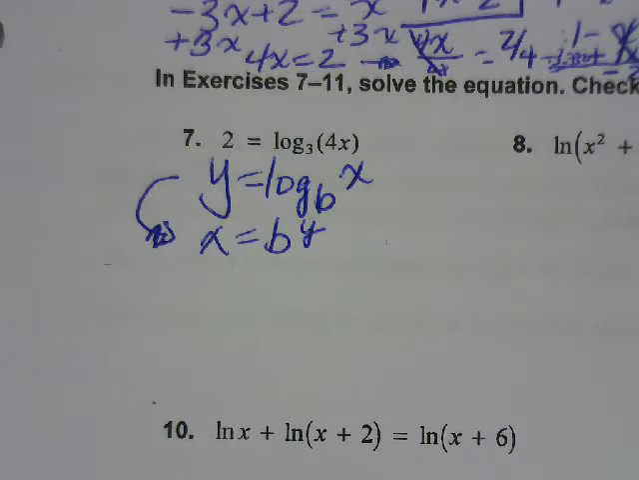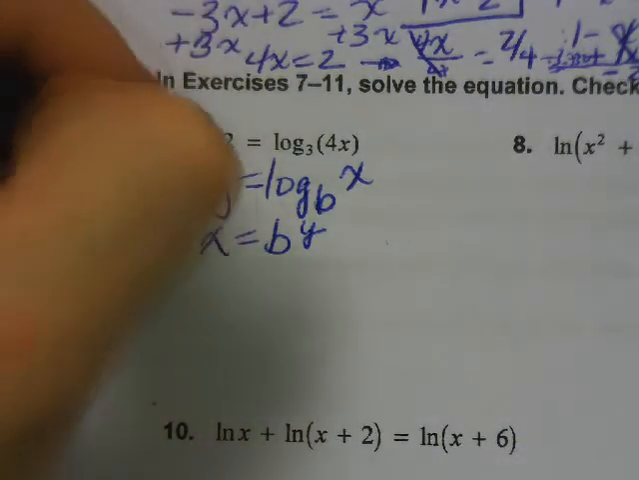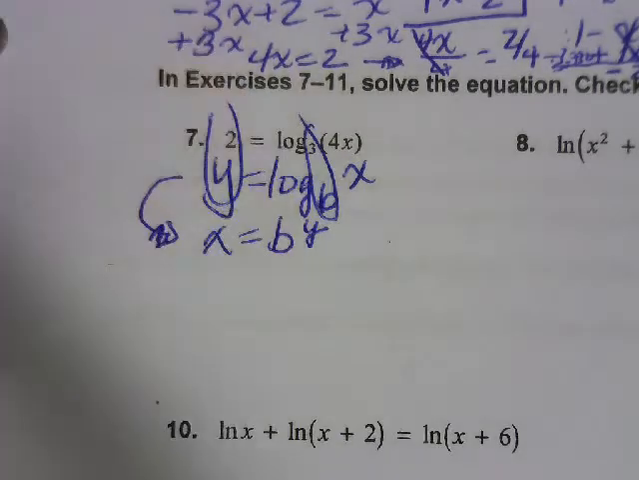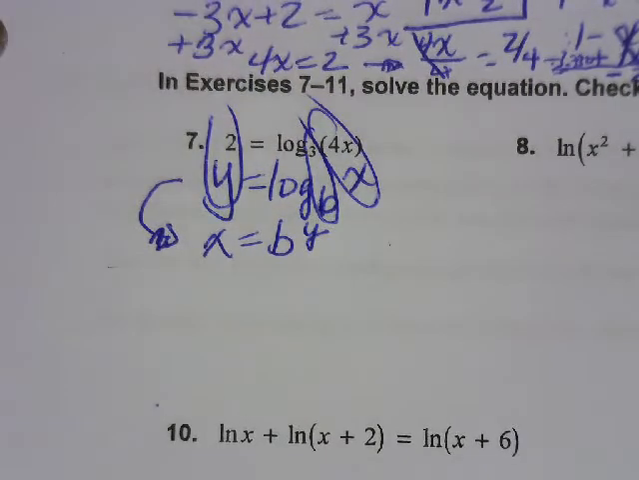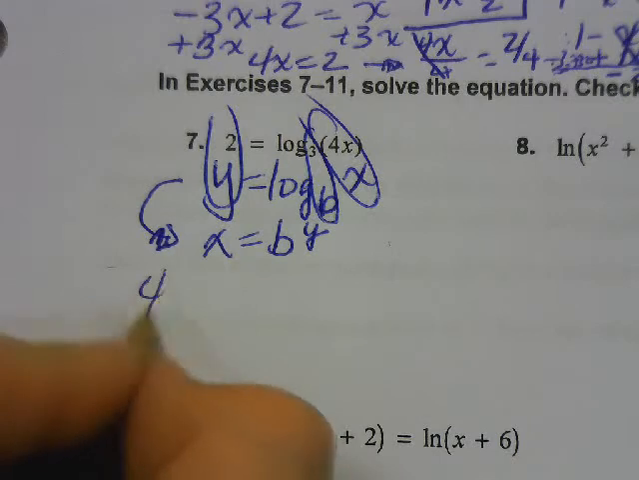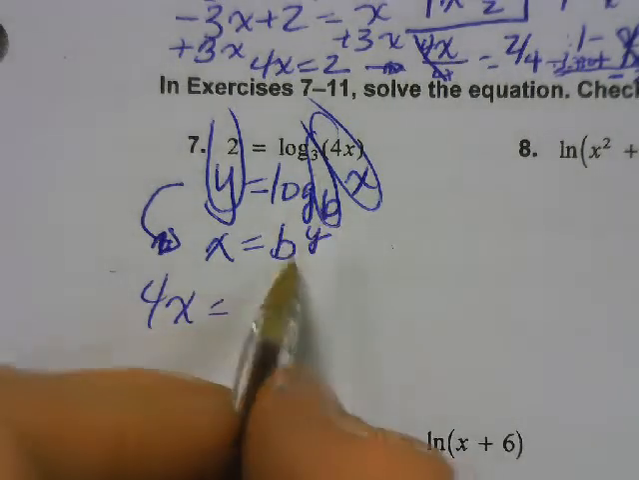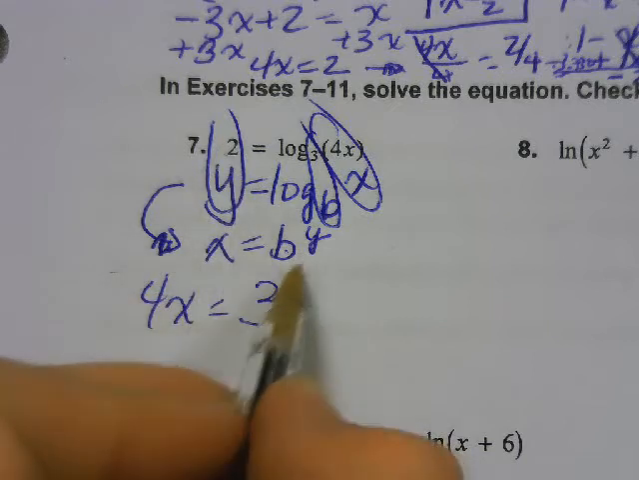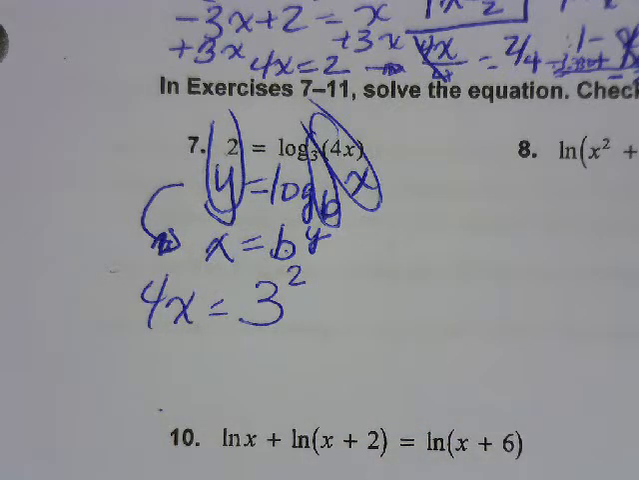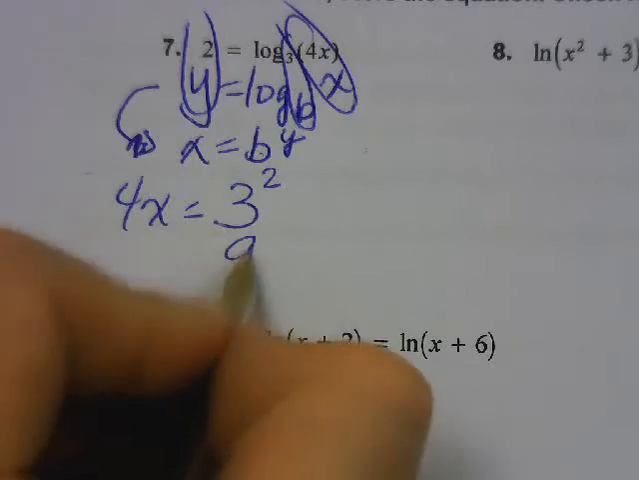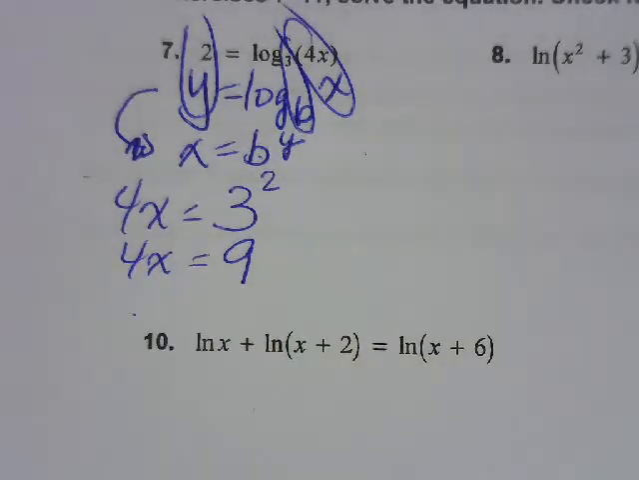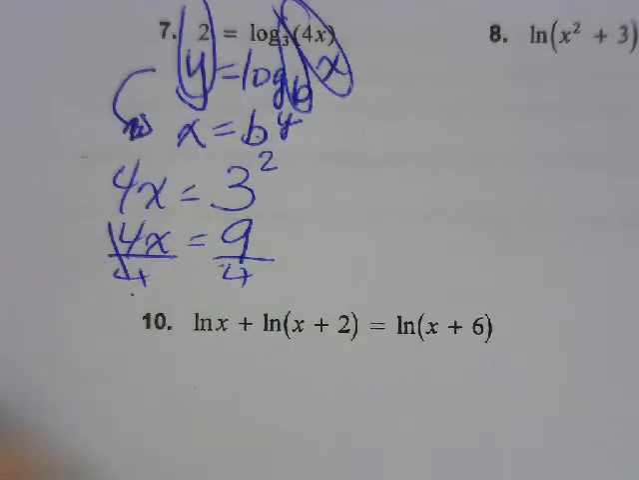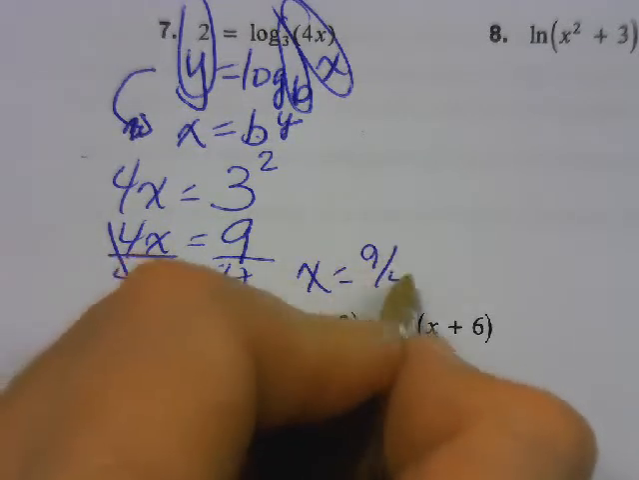So that means your y is 2, your base is 3, and your x is 4x. So 4x equals b, which is 3, to the y, which is 2. Y is 2. Okay. 3 squared is 9, so 4x equals 9. And to solve for x, we cancel those 4 to get x equals 9 over 4.